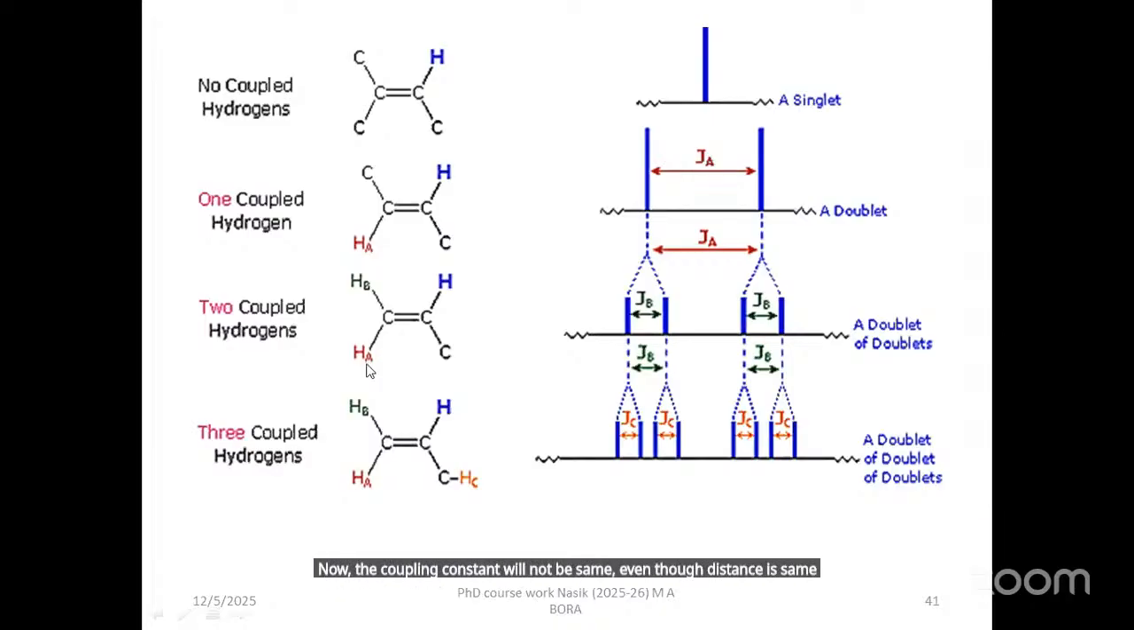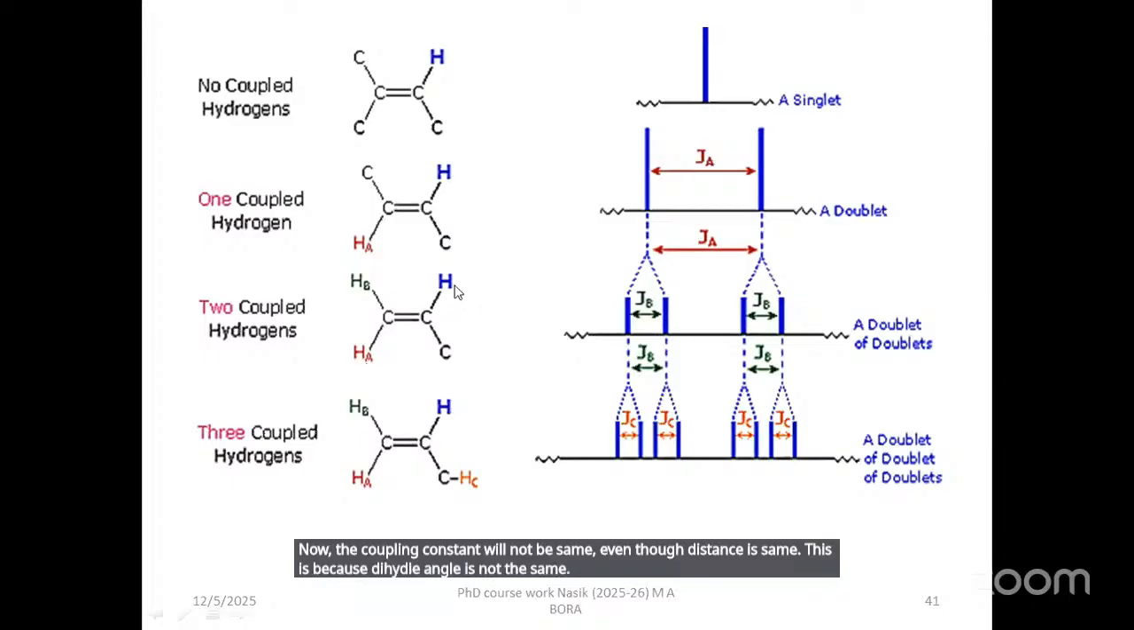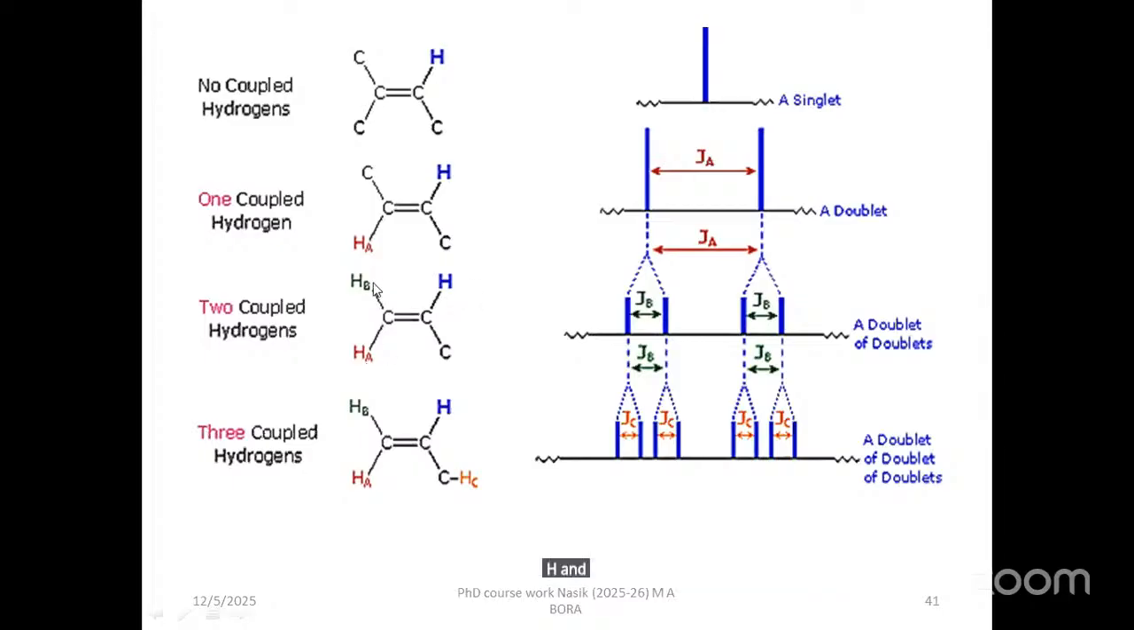This is because the dihedral angle is not the same. H and HB, the dihedral angle is 0 degrees, they are cis with respect to each other. H and HA, they are trans, the dihedral angle is 180 degrees, approximately. So the dihedral angle is different, so the coupling constant will also be different. Karplus says that when the dihedral angle changes, the coupling constant will also change.